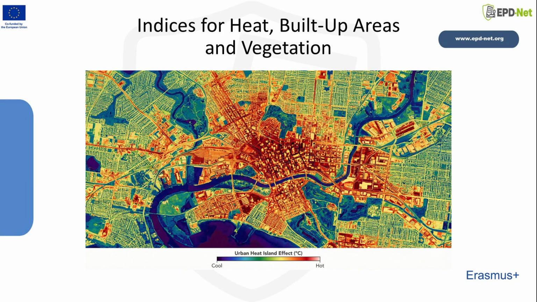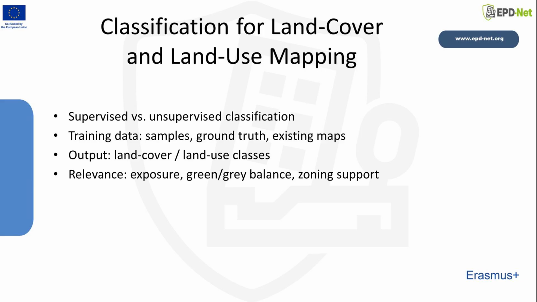Water-related indices such as NDWI or its variants enhance water bodies in wet areas, supporting analyses of drainage networks, flood pathways or water scarcity. We underline that these indices are often the first step in many workflows. They can be used directly as continuous indicators, or they can feed into classification and segmentation algorithms that produce discrete land cover maps.